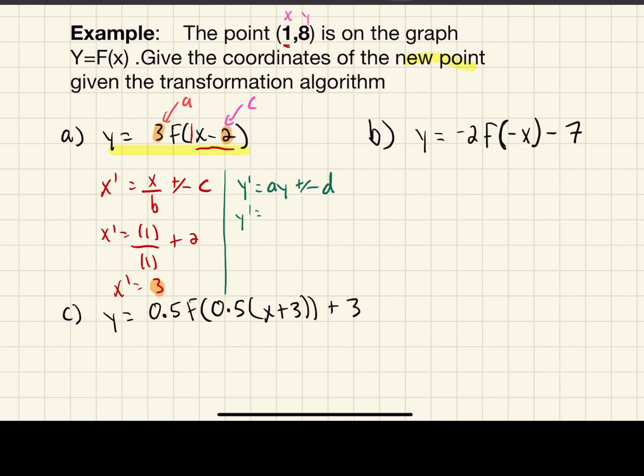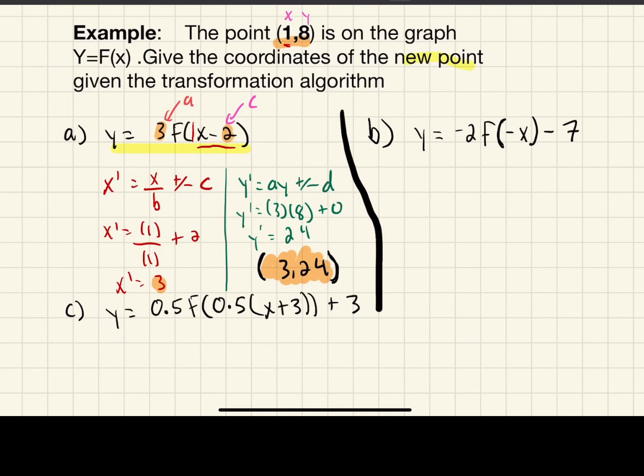Now let's do the y. So y prime is equal to, we said that the a value is 3, multiplied by the y value of 8. Now there is no d value, so we'll just write plus 0. And of course that is going to be y prime 24. So the new point here would then be (3, 24). So this is the new image point of the transformed graph. And what we mean is that this point here, due to these transformations, turns into this point here.